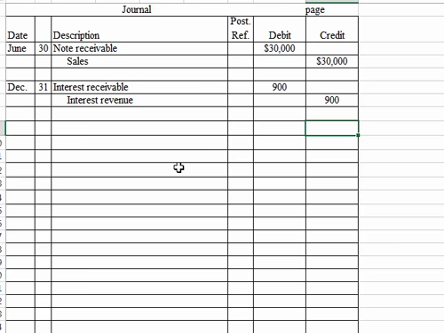Like I said, this is kind of a review for you if you had me in financial accounting, but I wanted to show it to you first before we look at the non-interest bearing note, which is quite a bit different. Alright, and then the March 31st, 2017 collection.